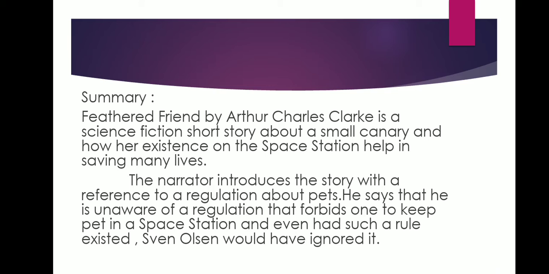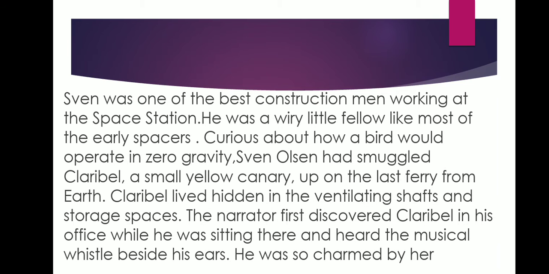The narrator introduces the story with a reference to a regulation about pets. He says that he is unaware of a regulation that forbids one to keep a pet in a space station, and even had such a rule existed, Sven Olsen would have ignored it. Sven was one of the best construction men working at the space station. He was a wary little fellow, like most of the earlier spacers, curious about how a bird would operate in zero gravity.